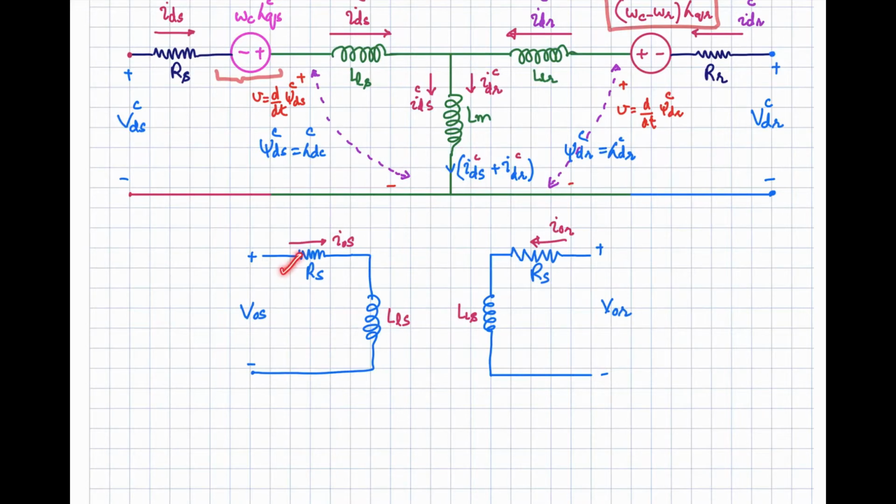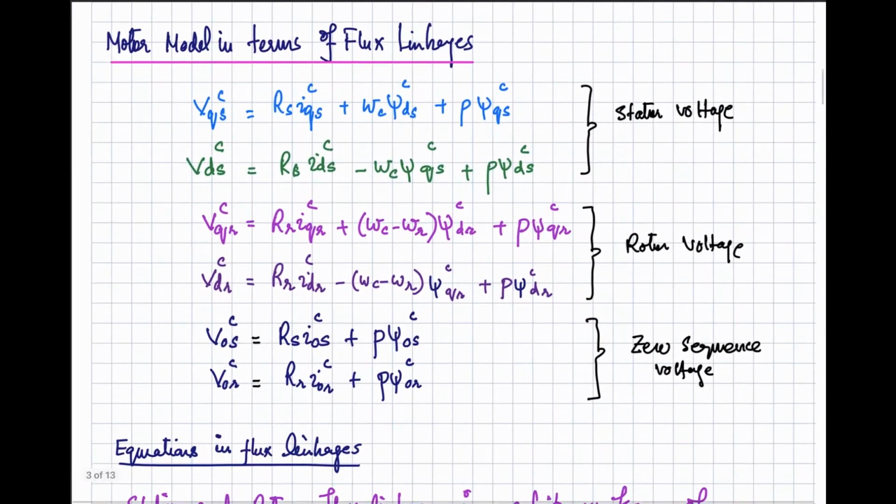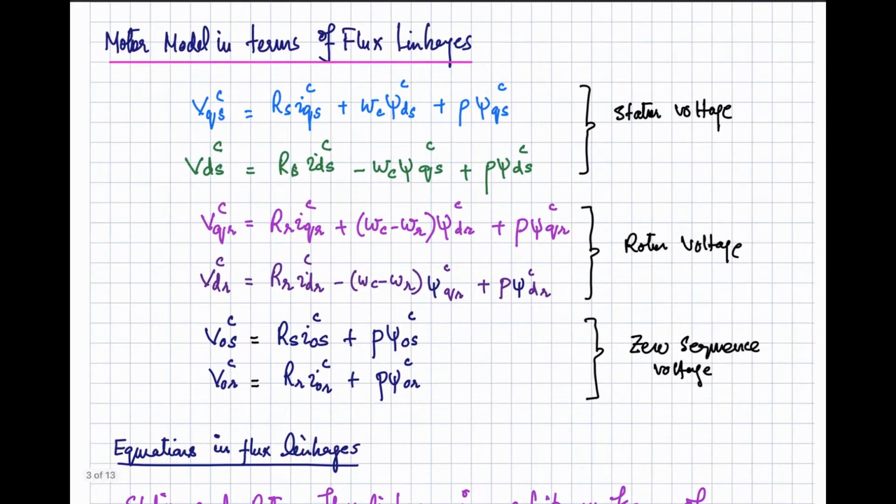You have the zero sequence resistance of the stator and the leakage inductance, and definitely again it is to be considered in the arbitrary frame of reference. Now we know the flux equations, the flux linkages, and we can represent the q-axis and the d-axis voltages in terms of the flux linkages.